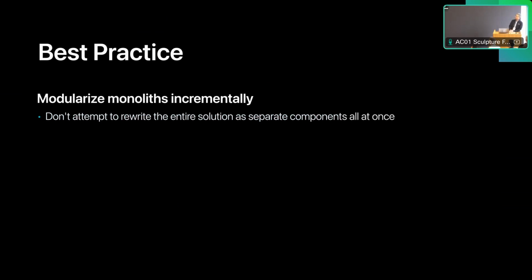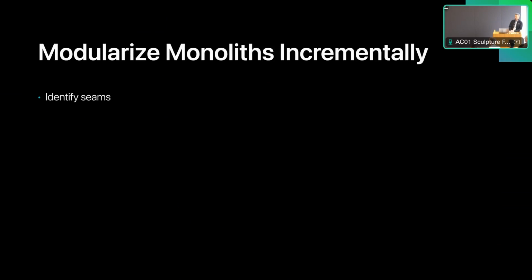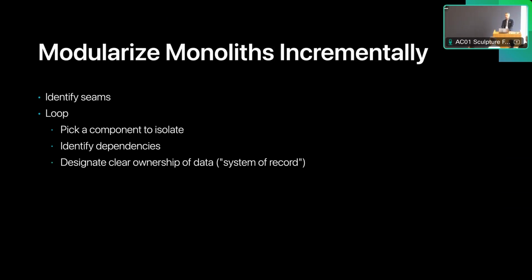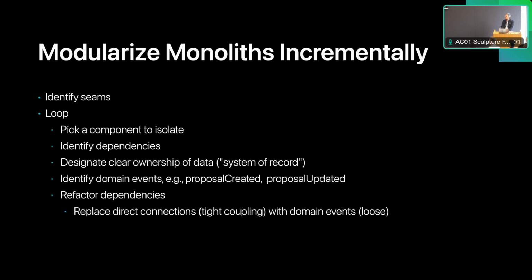And the recipe that we could follow, this is a recap of what we were just looking at, right? We would first identify the seams. These would be the kind of logical fault lines in our solution that we could use to split it up into different components. Then we pick a component to isolate. We identify the dependencies that cross the boundaries of the components. We designate clear ownership of data, so-called system of record. We then identify the different domain events that are going to keep the read replica updated. And then we refactor dependencies. This is where we replace the direct connections, which cause tight coupling, with domain events, which cause loose coupling. And then we can rinse and repeat.